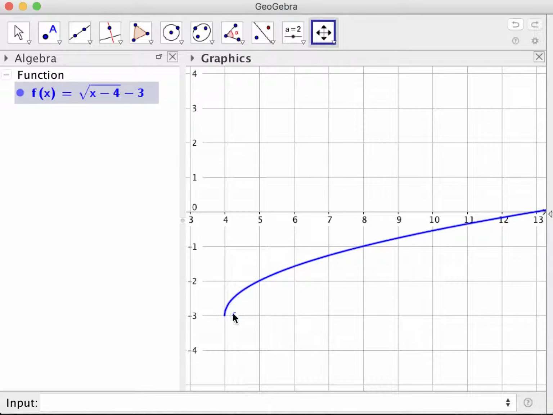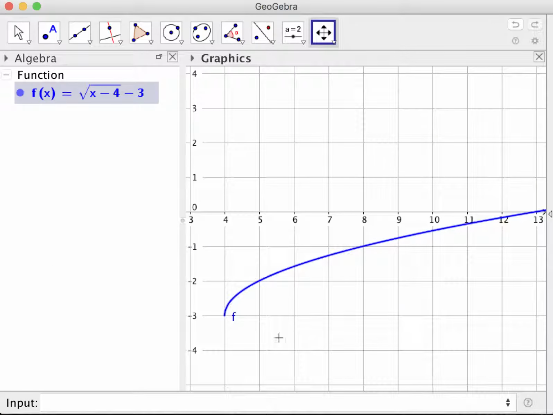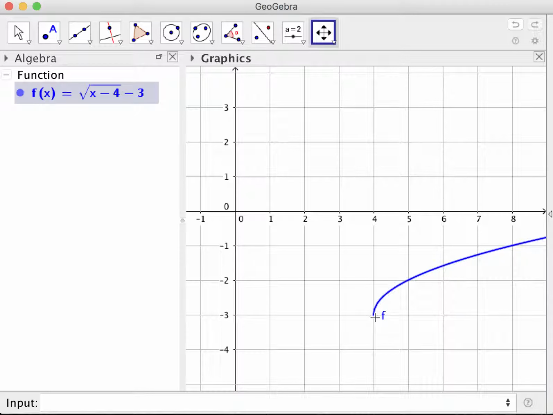So, ibig sabihin, ang x coordinates ng mga points dito ay from 4 pataas. Meaning, this is the domain, di ba? Yung set of x coordinates, which is from 4 up to infinity. Tama ba? From 4 up to infinity. Including 4, di ba? Tama. So, tama tayo.